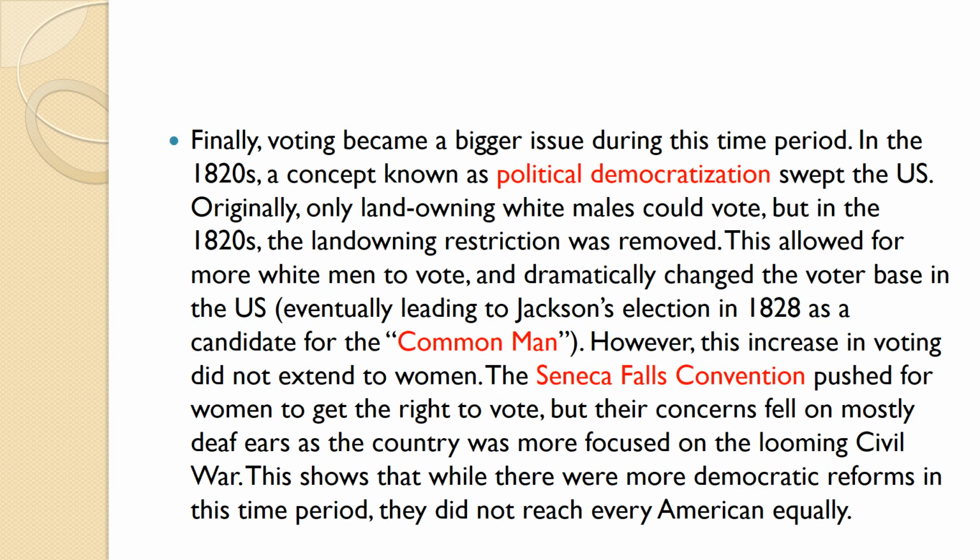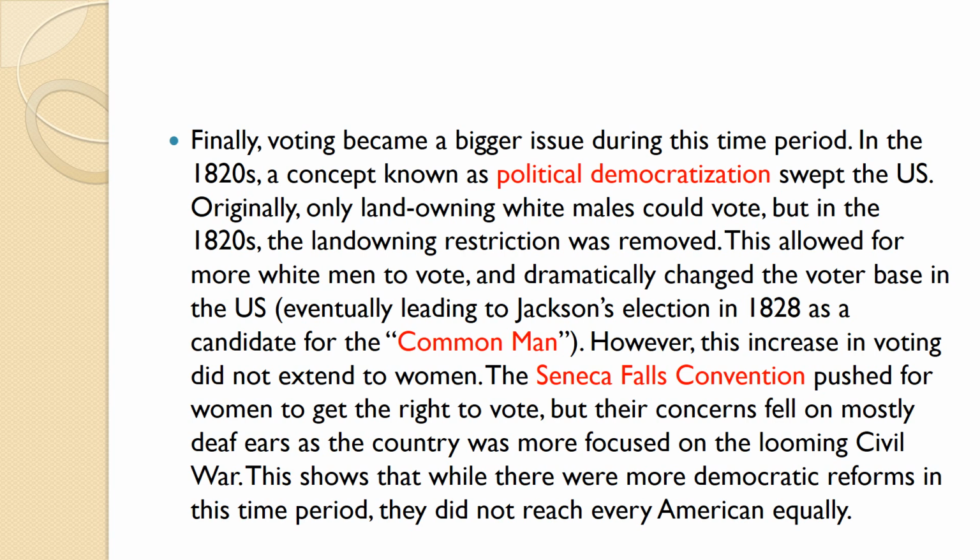Finally, voting became a bigger issue during this time period. In the 1820s, a concept known as political democratization swept the United States. Originally, only landowning white males could vote, but in the 1820s, the landowning restriction was removed. This allowed for more white men to vote and dramatically changed the voter base in the US, eventually leading to Jackson's election in 1828 as a candidate for the common man.